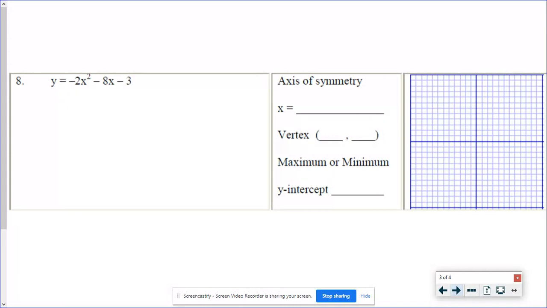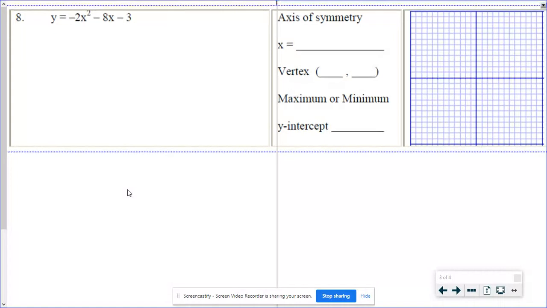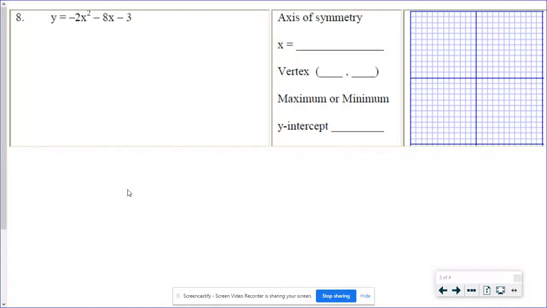Now we're going to jump down to number 8. So, last problem on the worksheet. I want to make sure that you're okay with this. Notice they have negatives with everything on this problem. So, ABC. The A is a negative 2, the B is a negative 8, and the C is a negative 3.